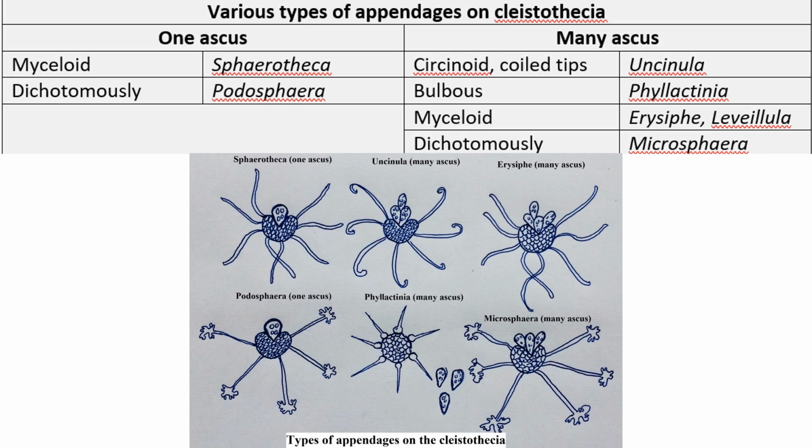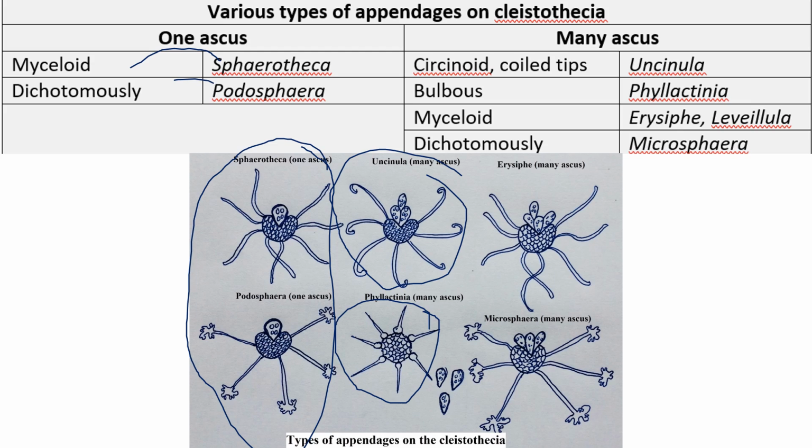These are the various types of mycelioid appendages in cleistothecium. One ascus: mycelioid Sphaerotheca, Podosphaera dichotomously branched. We can see here one ascus on the right side. One ascus with mycelioid appendages is Sphaerotheca, Podosphaera is dichotomously branched. If you see many asci: circinoid or coiled tips, Uncinula; bulbous appendages, Leveillula; mycelioid appendages, Erysiphe; and dichotomously branched appendages, Microsphaera. These are a couple of examples of types of appendages of cleistothecia.